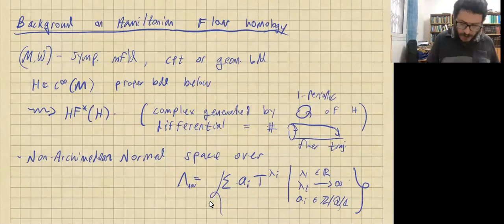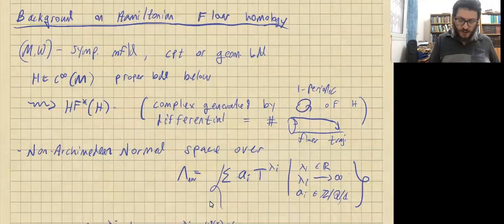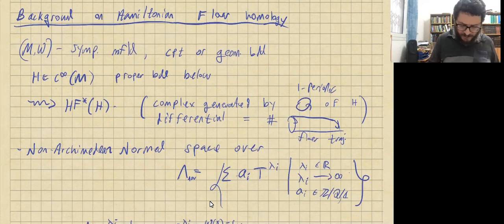PDE. And what this object is, well, it's a non-Archimedean normed space over the Novikov ring. The Novikov ring is all formal sums where we allow arbitrary real powers of lambda, subject to the condition that lambda_i goes to infinity, and then coefficients are in some ring. For today's talk we can take these coefficients to be in Z.